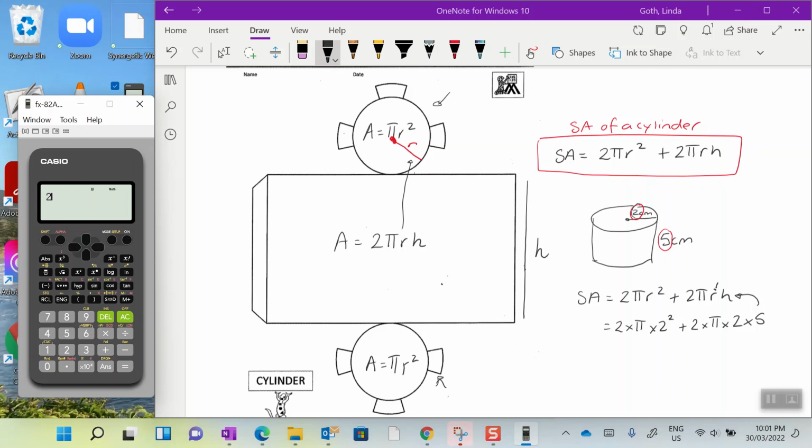So I'm going to put it into my calculator. 2 times shift pi times 2 squared plus 2 times shift pi. So that's down here near the answer key. I'm hoping you can see the pi down there. I can't point at it with my pen here. Times 2 times 5 equals 87.96 centimetres squared.